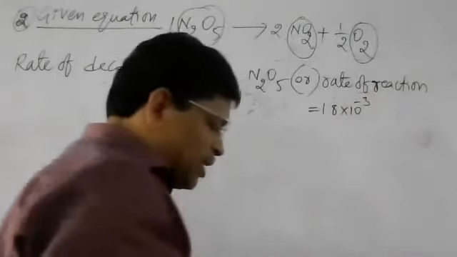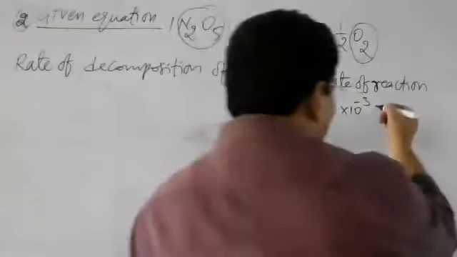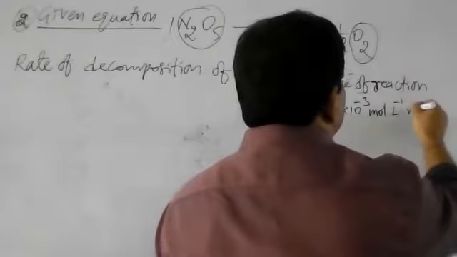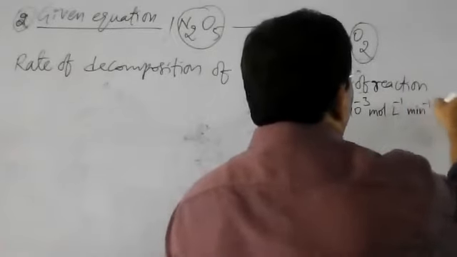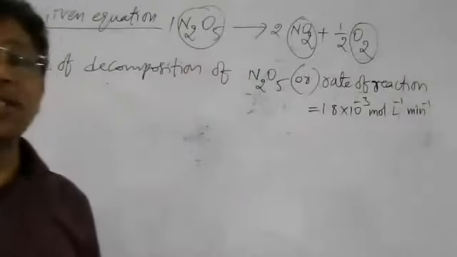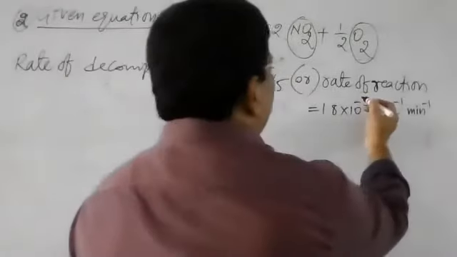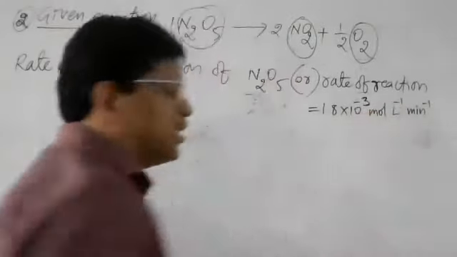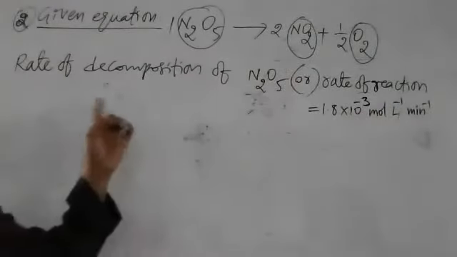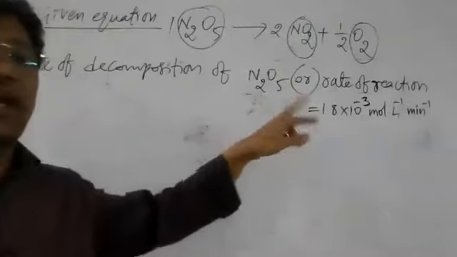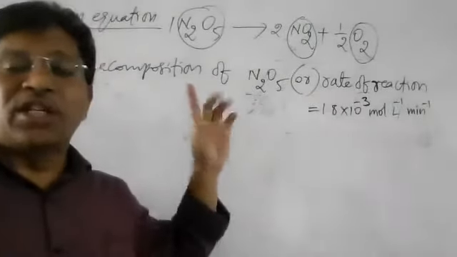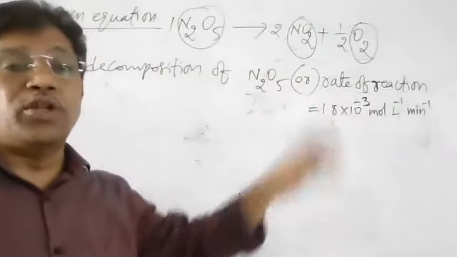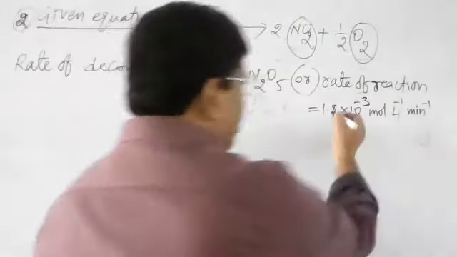Rate of reaction is always measured in what? Moles per liter per minute. Mole, liter inverse, minute inverse. So the rate of decomposition of N2O5 is nothing but the rate of reaction. Both are the same. So they have mentioned in the question that the rate of decomposition of N2O5 is 1.8 into 10 to the power of minus 3 mole.